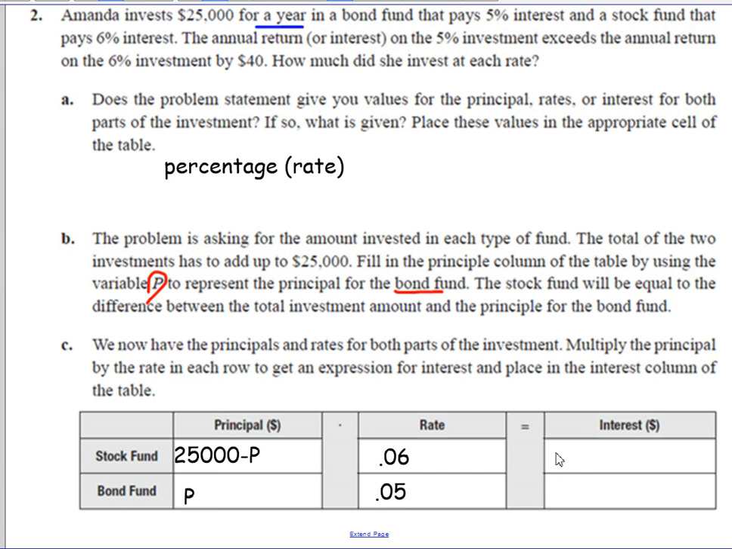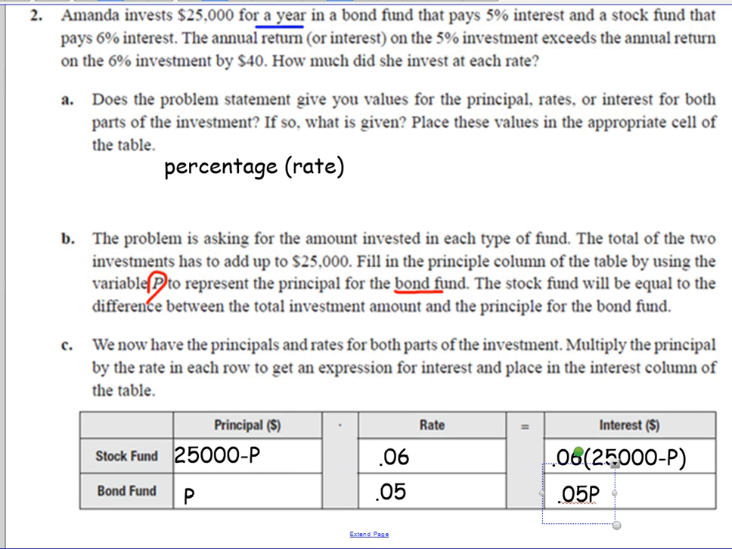And that'll tell us how much we have in each. The interest rate, our last column, is just the multiplication of the first two. So our 0.06 is multiplied by our 25,000 minus P. And our interest rate of 0.05 gets multiplied to our P.